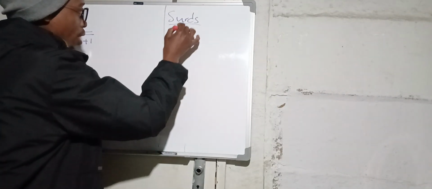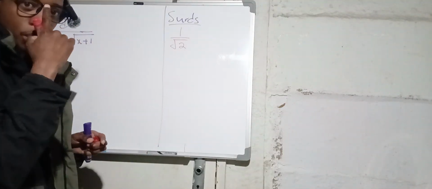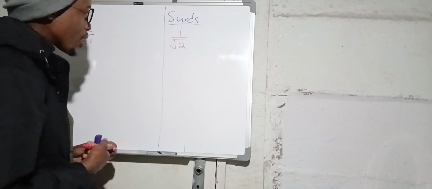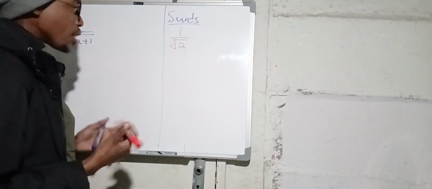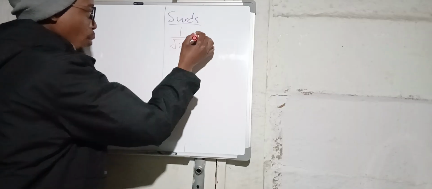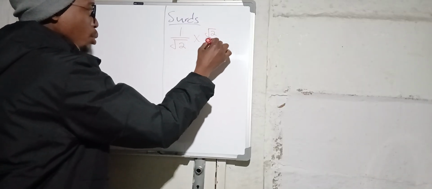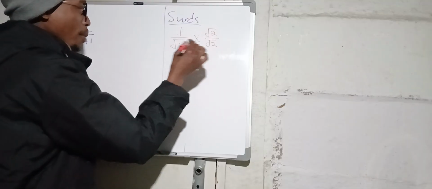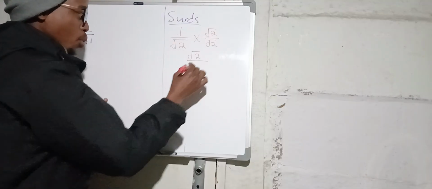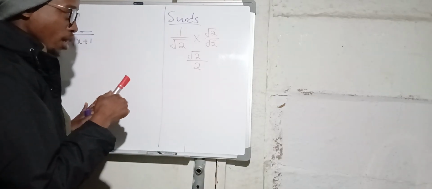In SATs, when you are given 1 all over root 2, they say to you, basically, rationalization of the denominator. So you need to rationalize this denominator by basically doing what? Multiplying by root 2 all over root 2. 1 multiplied by root 2 is going to be root 2, and root 2 multiplied by root 2 is going to give us a 2. We have rationalized the denominator.